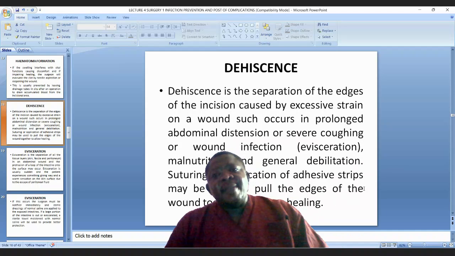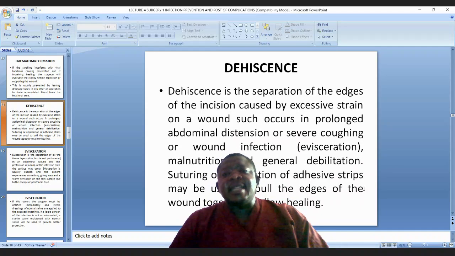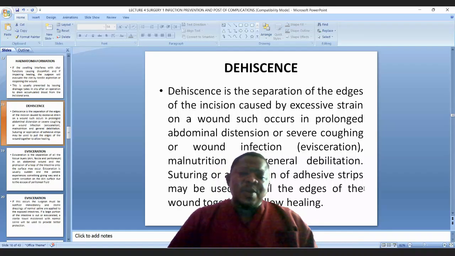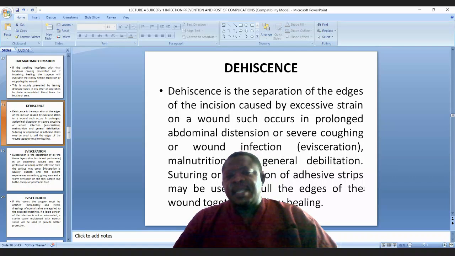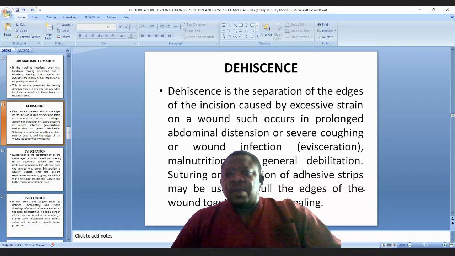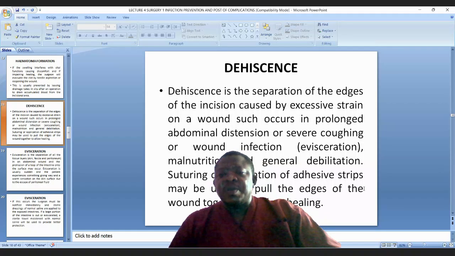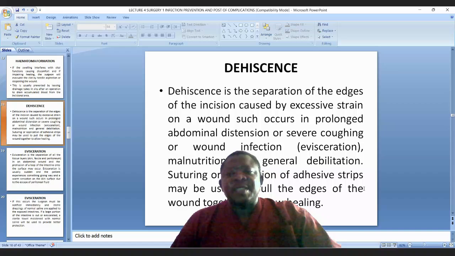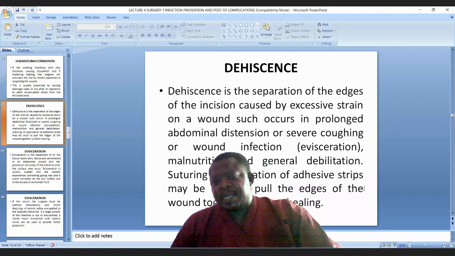Okay, so the other complication in our SHOCKED is D for dehiscence. This is a general complication, especially in abdominal surgery: wound dehiscence. Dehiscence is the separation of the edges of the incision caused by excessive strain on a wound. Such strain occurs in prolonged abdominal distension, severe coughing, or wound infection, like if one has evisceration.